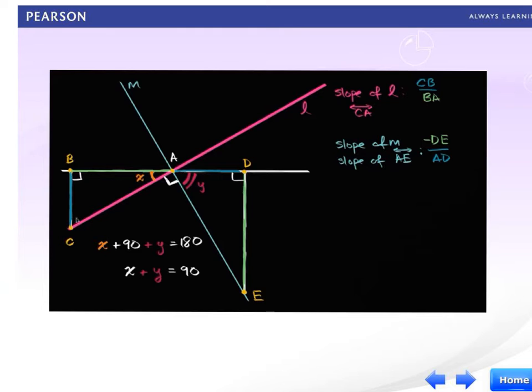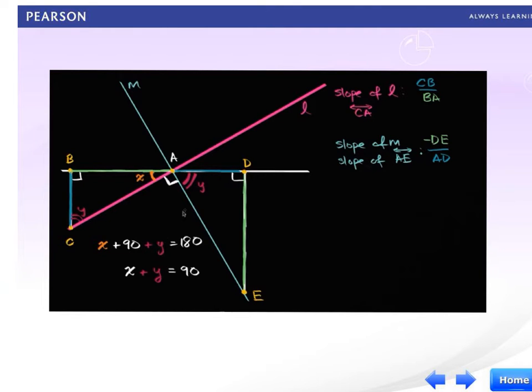X plus this angle down here has to be equal to 90 degrees. Or you could say x plus 90 plus what is going to be equal to 180. I'm looking at triangle CBA right over here. The interior angles of a triangle add up to 180. So x plus 90 plus what is equal to 180? Well, x plus 90 plus y is equal to 180.